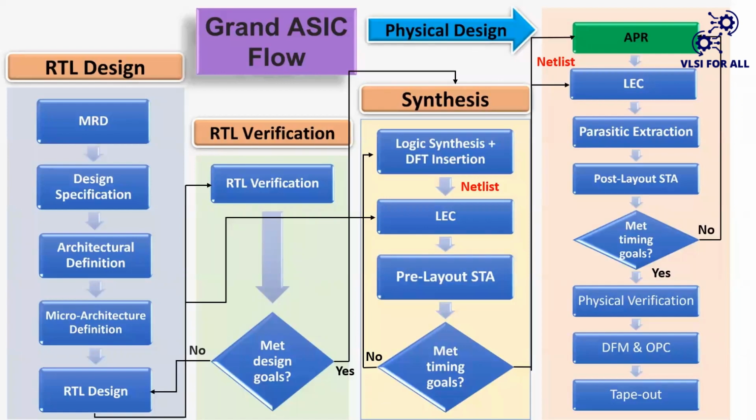Since you are not generating your layout here, you have a gate level netlist with an interconnect of cells and blocks. You don't have layout information, that's why we call it pre-layout STA. We just have a gate level netlist with interconnect of all cells of the blocks. That's it. We don't have the RC information, resistance and capacitance.